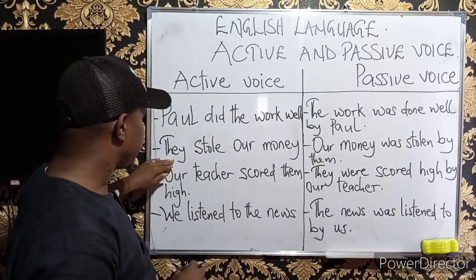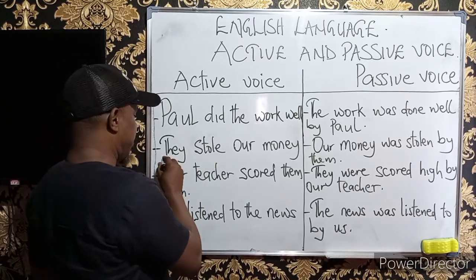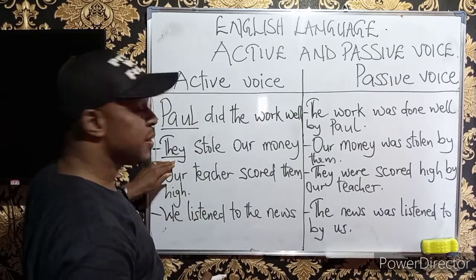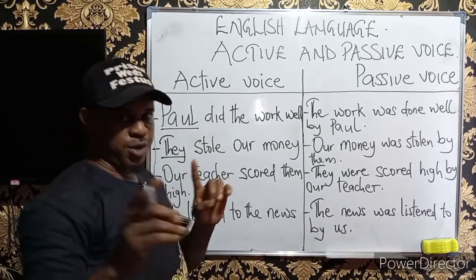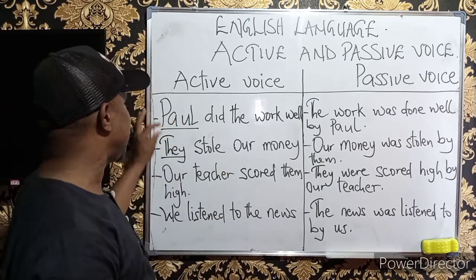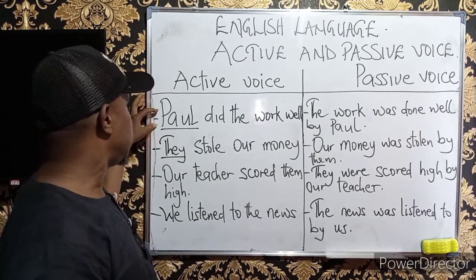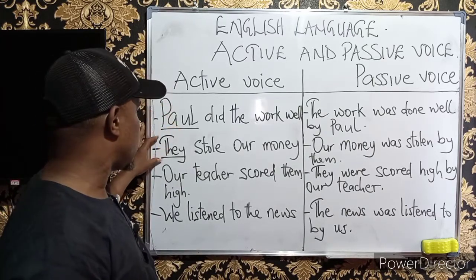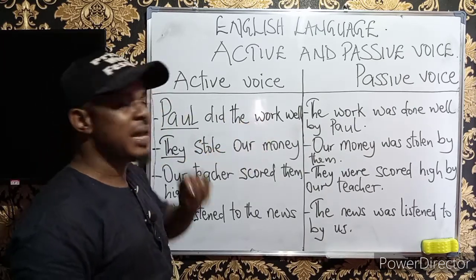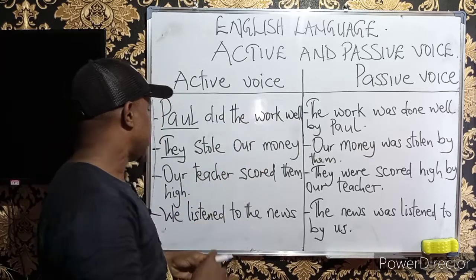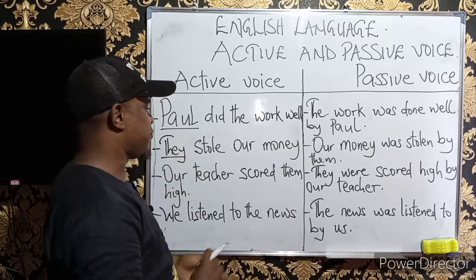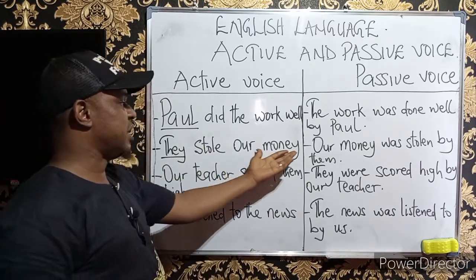The second one says, they stole our money. Of course, the they here is the subject. Paul is equally the subject. They here is a pronoun, while Paul is a noun. Remember, the subject of a sentence normally can be a noun or a pronoun. In the first example, we discover that the subject is a noun. And in the second example, the subject is a pronoun, also performing an action. They stole our money. So the subject, they, which is a pronoun, performed an action.